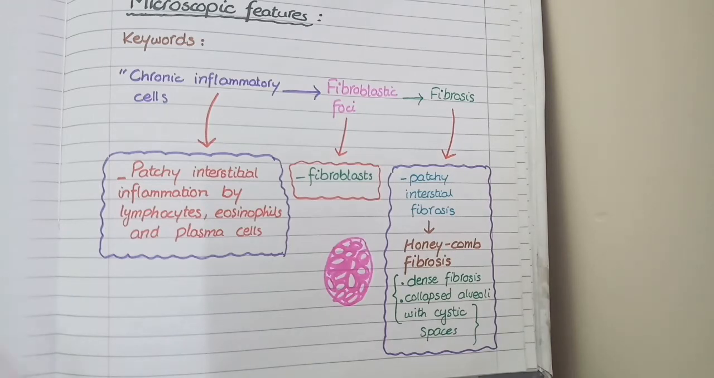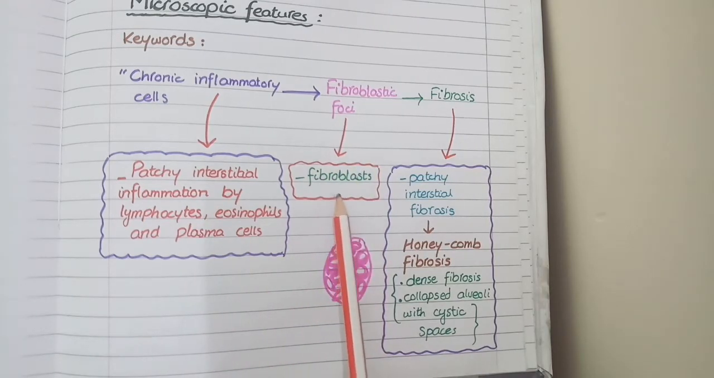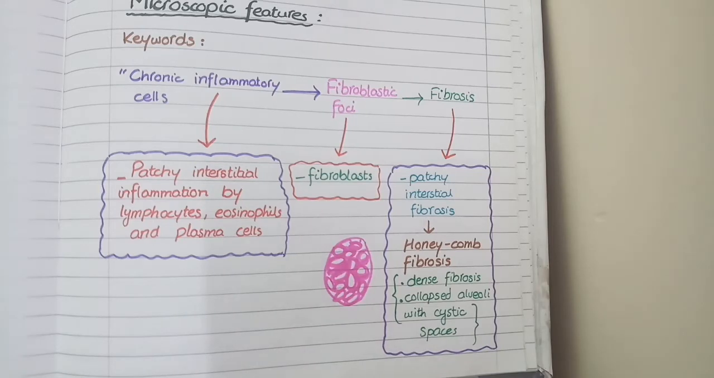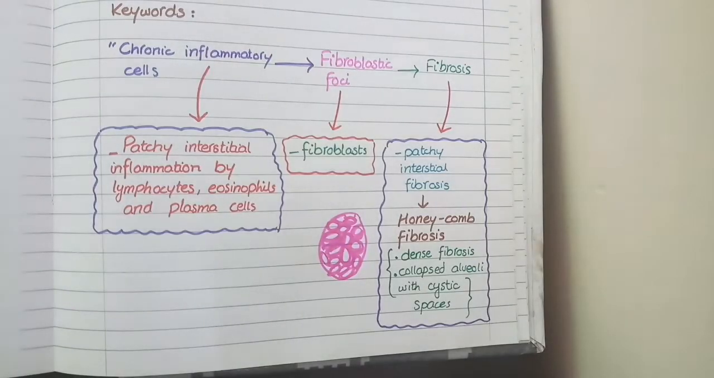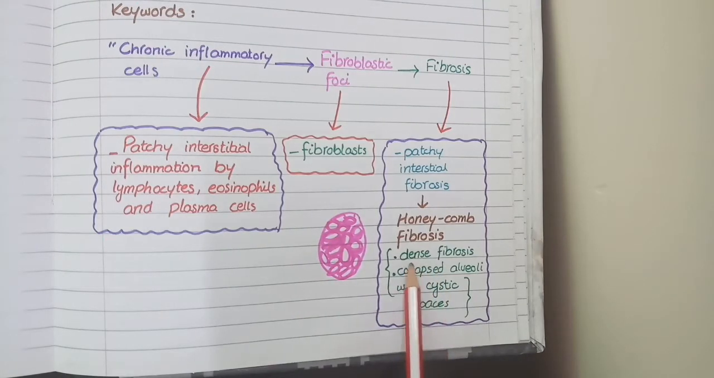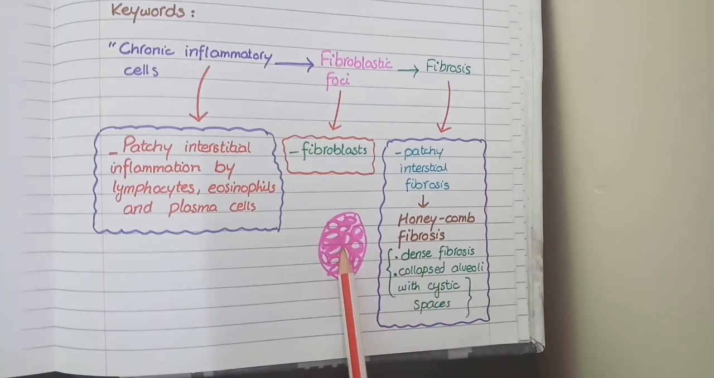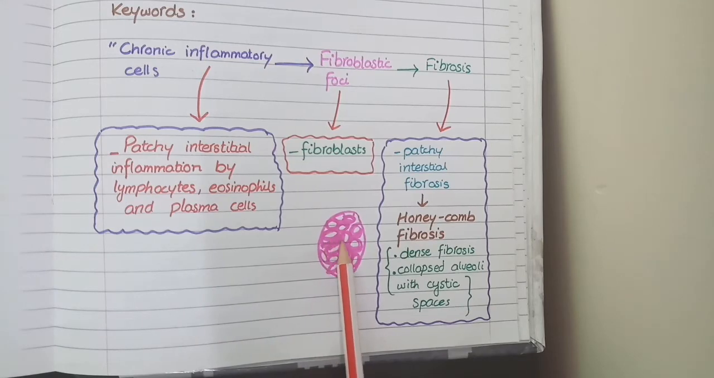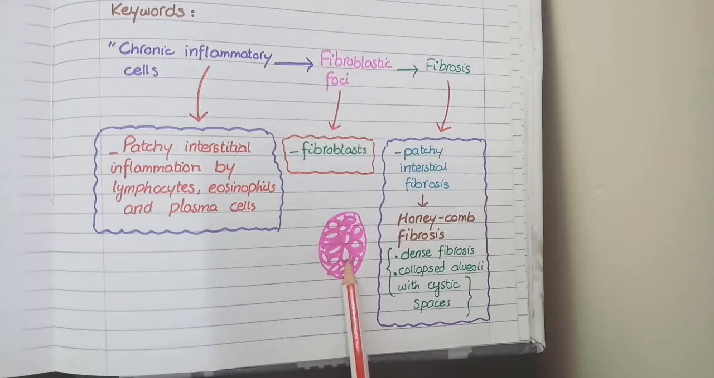Second keyword is fibroblasts. So you see fibroblast rich regions on microscope. The third keyword is fibrosis. So initially there is fibrosis in interstitium, that is called patchy interstitial fibrosis. But in the later stages, this fibrosis becomes so extensive and so dense that it collapses the alveoli into cyst-like spaces. So you can see here in this diagram that the formation of thick and dense fibrous tissue in the interstitial spaces has collapsed the alveoli into cyst-like spaces.